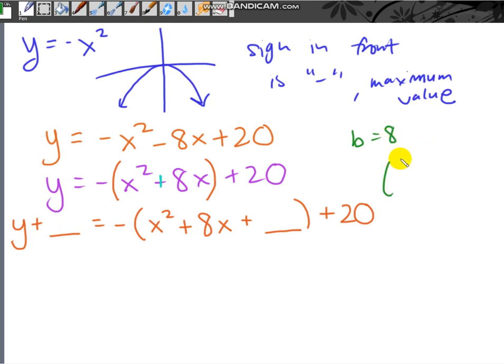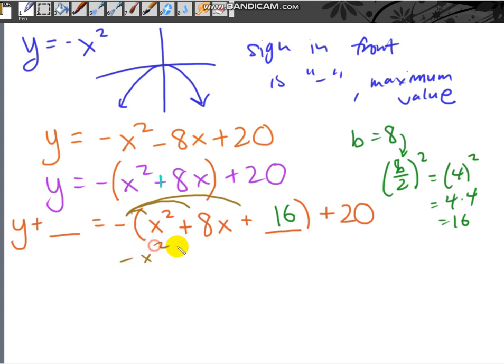So let's do that. b divided by 2, squared, where b is 8. 8 divided by 2 is 4, squared. That's 4 times 4, which is 16. So we're going to have a 16 here, but this one is a little bit tricky. As I showed you in the other video, if you distribute this negative, you're going to realize you have an extra negative 16 here.